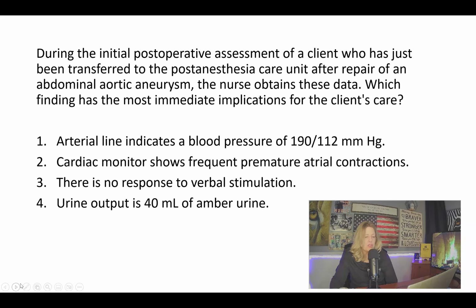3, for a patient who just returned to the PACU after major surgery, I would expect there to be no response to verbal stimulation. Absolutely true. I mean, that's why they're in PACU, right? Because we're recovering from anesthesia. So of course they're not going to respond to verbal stimulation. So that's fine. For a patient who just returned to PACU after major surgery, I would expect the urine output to be 40 mils of amber urine. Yeah, that's fine. I mean, they just returned. They don't give me a time frame, so I can't say it's low because I don't know how long it's been. So I have to say, sure, that's fine. So I'm going to cross off 3 and 4.